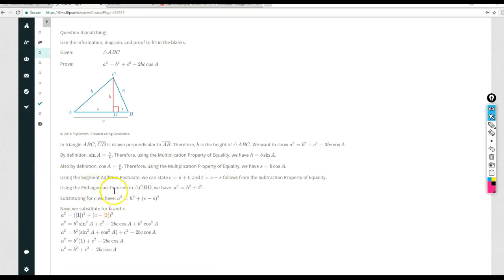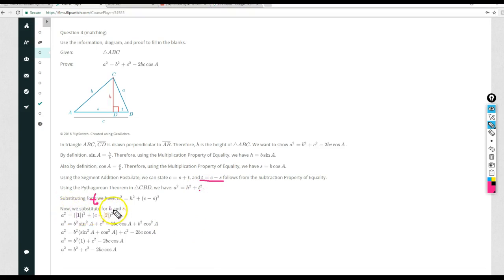Using the Pythagorean theorem in triangle CBD, we have that a squared, that's our hypotenuse, is going to equal h squared plus t squared. So by substituting for t, we have a squared is equal to h squared plus c minus s squared. This should say by substituting for t, we have c minus s, because t equals c minus s, squared, and there is our t.